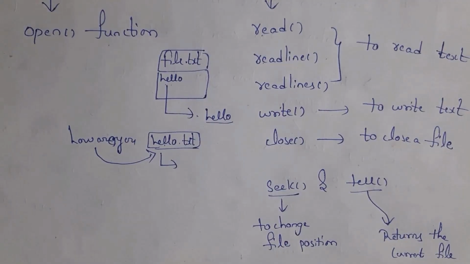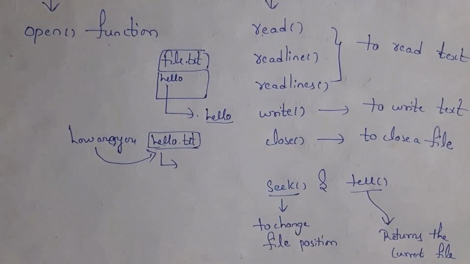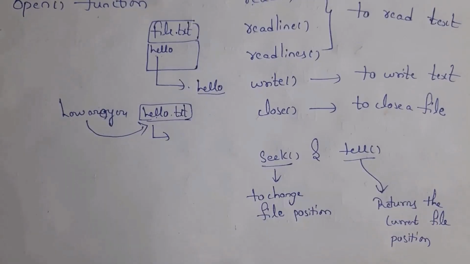After performing all these operations, at last we need to close our file. By using the close method, we can close our file. Next one is the seek method.